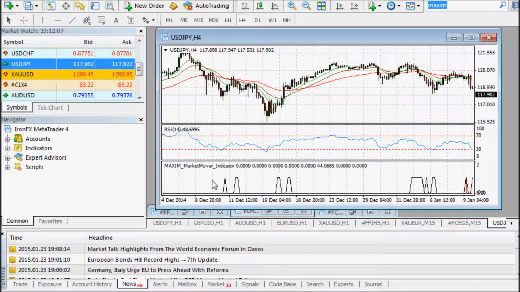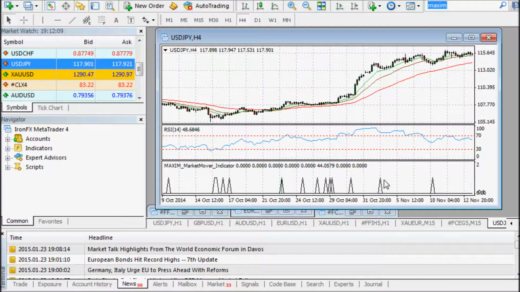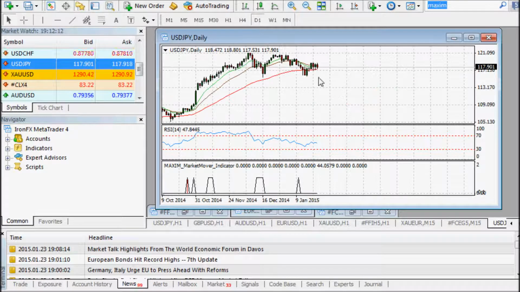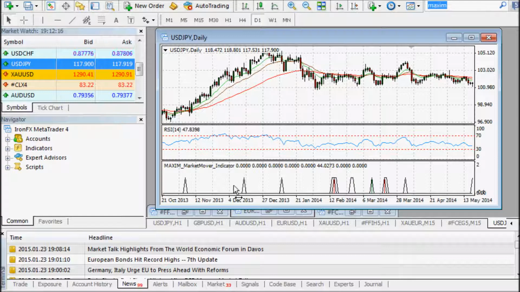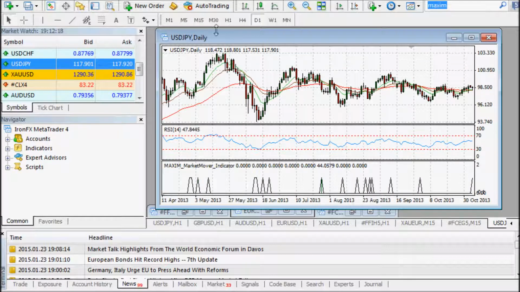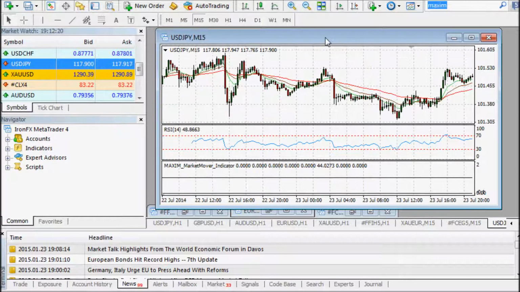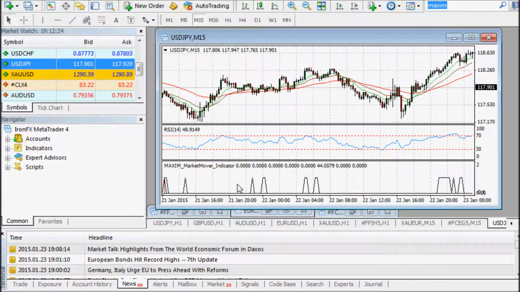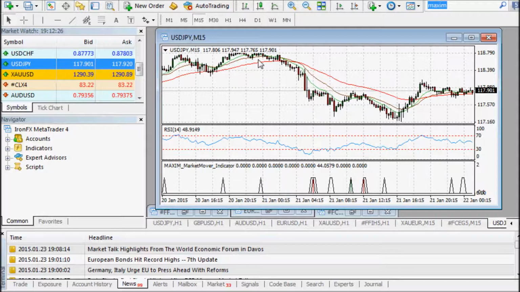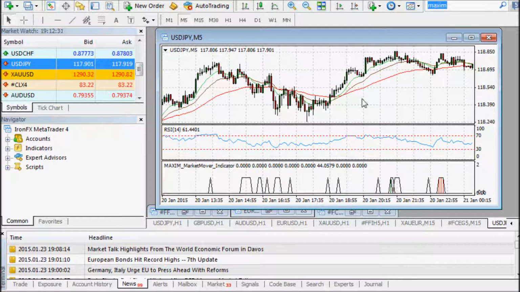The analysis by MAXIM Market Mover takes place on all time frames, but a valid trading signal is only produced on the 1-hour. The trading rules use the 1-hour as a medium-term trending time frame, whilst the 4-hour is used as a longer-term trending time frame. The 15-minute is the time frame on which entry, stops, and profit target orders are to be placed.